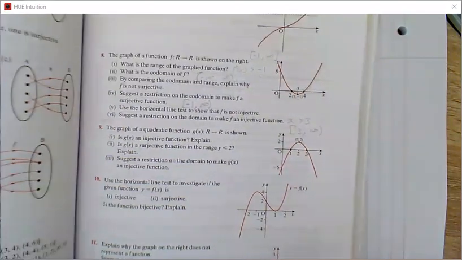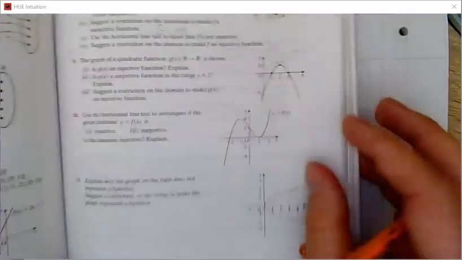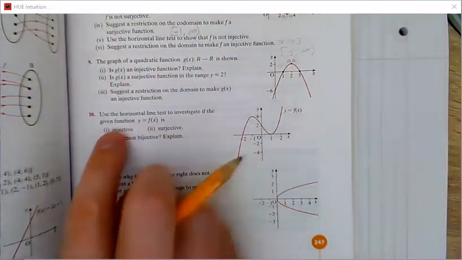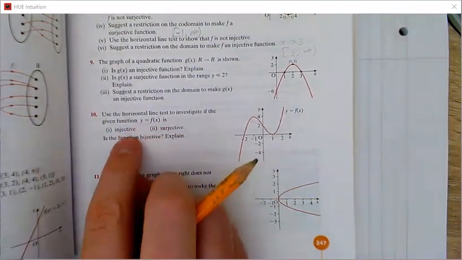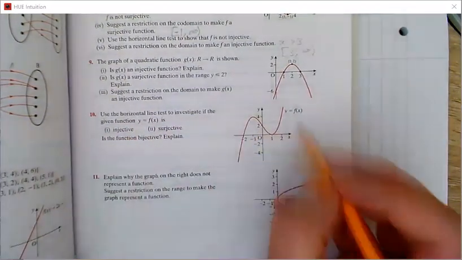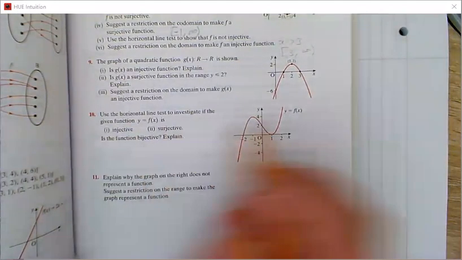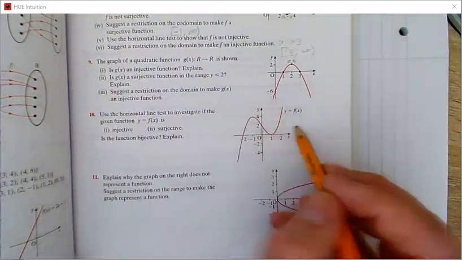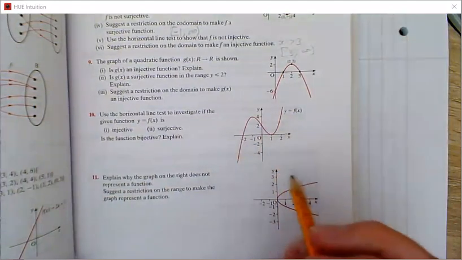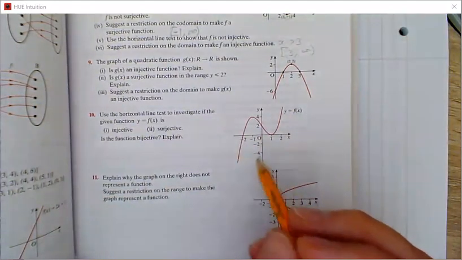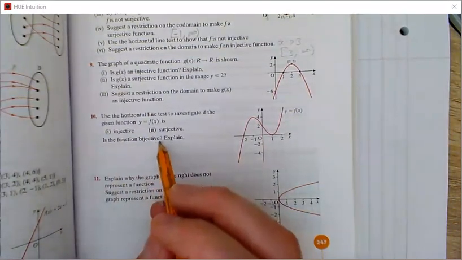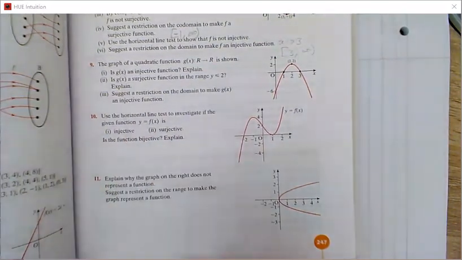That's question 8. Question 10. Use the horizontal line test again to investigate, is the given function injective? Well, no, because you can cross the function 3 times with one horizontal line. Surjective? Yes, because anywhere you might draw a horizontal line, the function is crossed. Is the function bijective? No, because it is not injective. And finally, question 11 here.